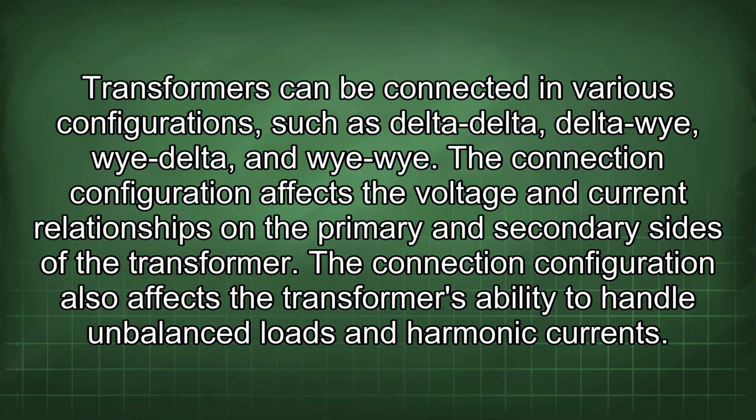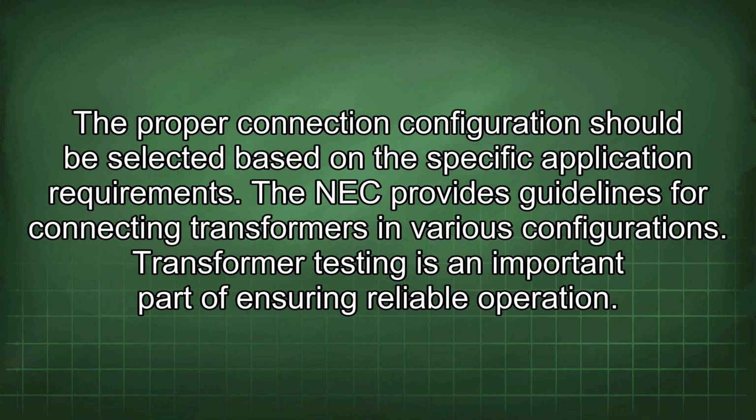Transformers can be connected in various configurations such as delta-delta, delta-Y, Y-delta, and Y-Y. The connection configuration affects the voltage and current relationships on the primary and secondary sides of the transformer. The connection configuration also affects the transformer's ability to handle unbalanced loads and harmonic currents. The proper connection configuration should be selected based on the specific application requirements. The NEC provides guidelines for connecting transformers in various configurations.